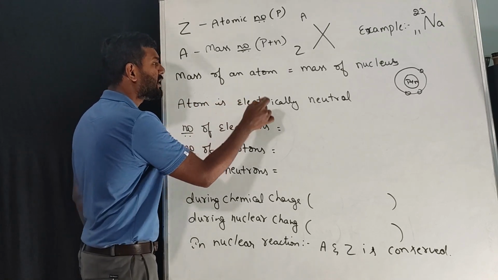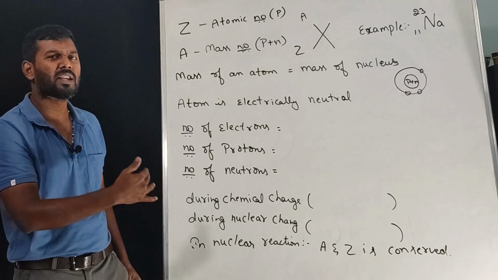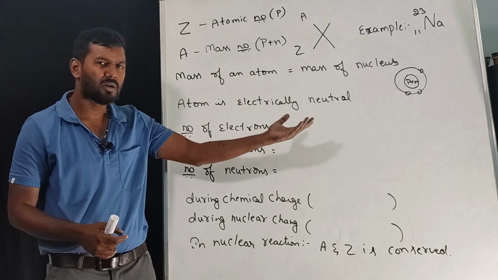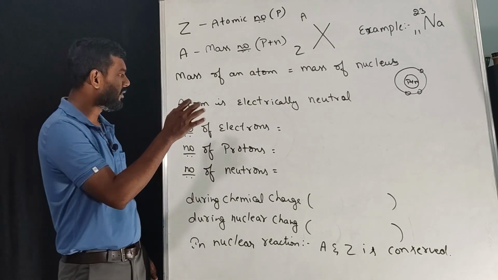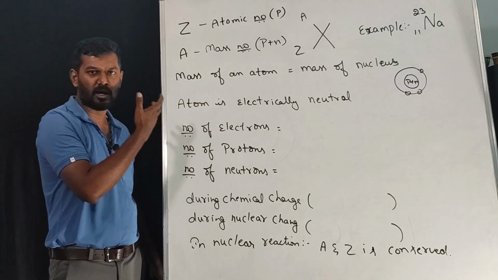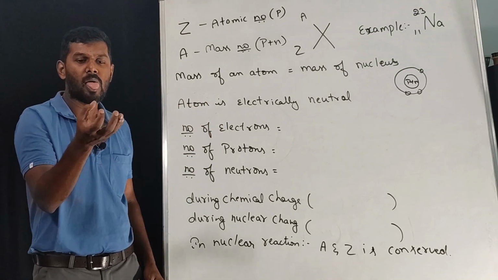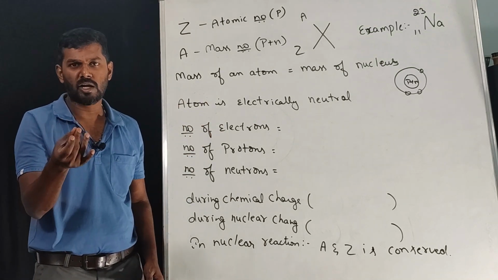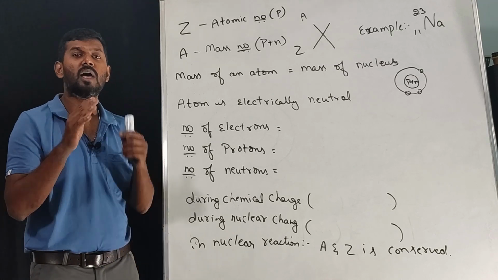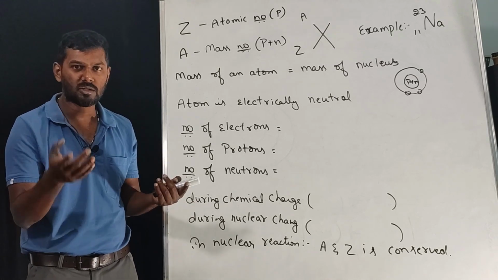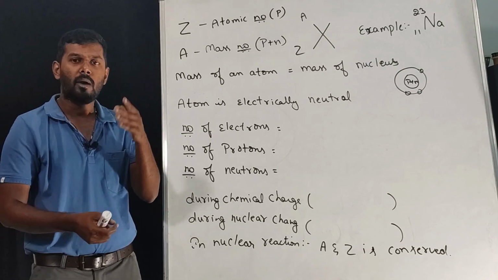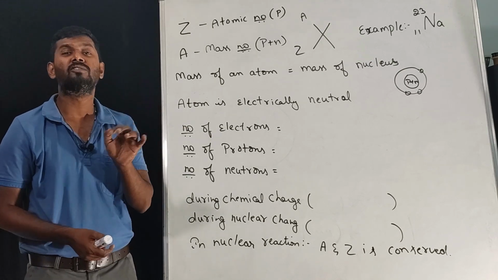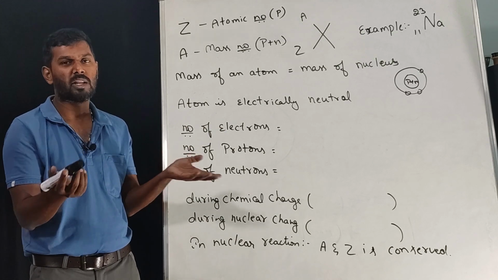Next, an atom is electrically neutral. What do you mean by neutral? Neutral means it is neither positive nor negative. Why? Because an atom consists of protons, electrons and neutrons. We know neutrons have no charge, that is, the charge is 0. But protons are positively charged and electrons are negatively charged.